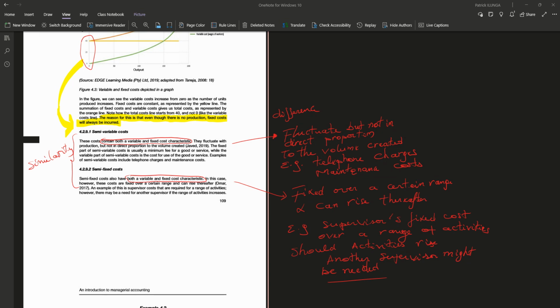So for the semi-fixed cost, it is fixed over a certain range and can rise thereafter. A good example will be, for example, when you're bringing in another supervisor, right? You pay a supervisor a certain amount, and once you bring another supervisor, that amount could double, right? So it is constant for a certain range, and then it can rise thereafter.